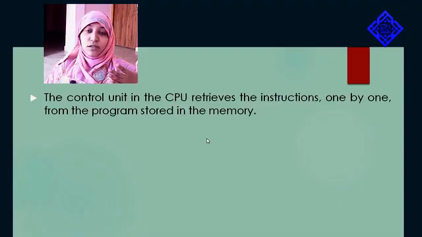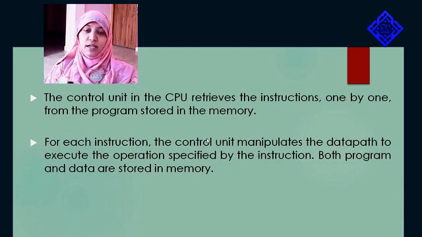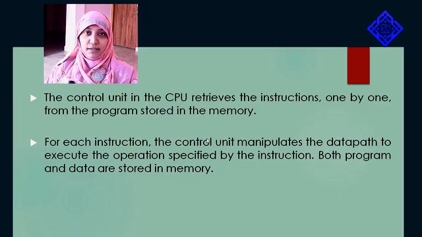It is the task of the control unit in the CPU to retrieve all these instructions one by one from the program that is stored in the memory. Next we are going to see that for each instruction, the control unit manipulates the data part to execute the operation that has been specified by the instruction, and both program and data are to be stored in the memory.